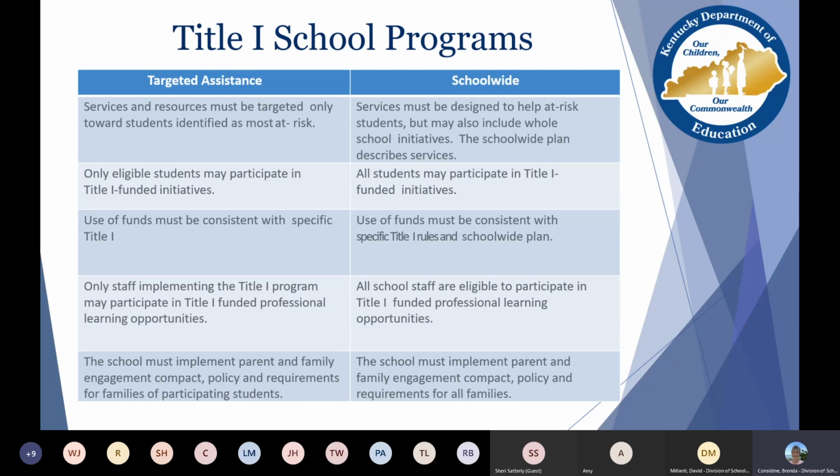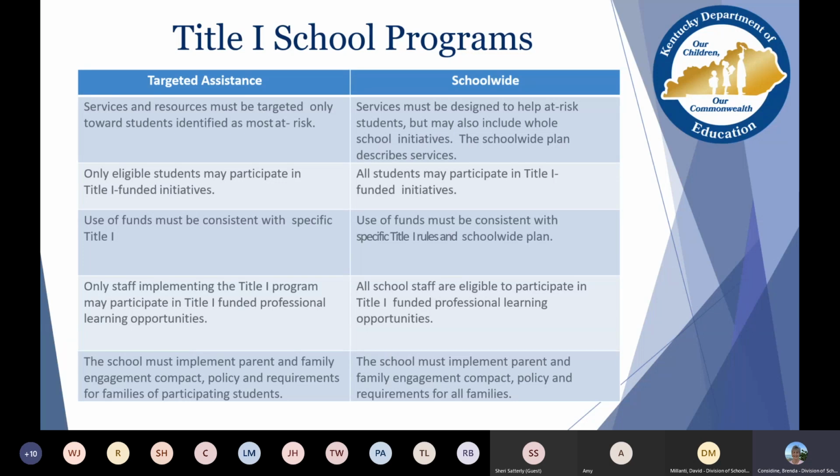With targeted assistance, those services and resources have to target only the students who are identified as most at risk, whereas a school-wide program can be designed to help at-risk students but can also include whole school initiatives. The school-wide plan will describe those services that are going to be implemented. For targeted assistance, only eligible students may participate in Title I funded initiatives, and all students in a school-wide program can participate in Title I funded initiatives.